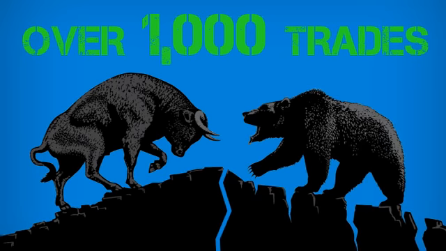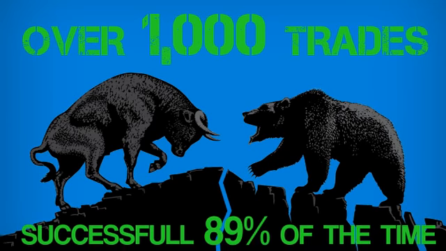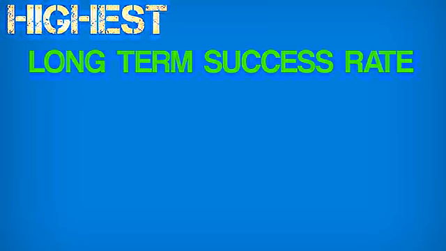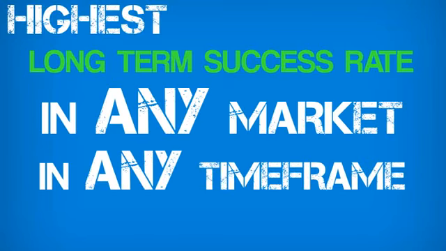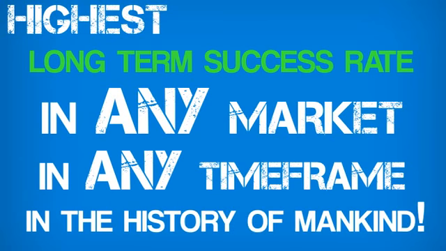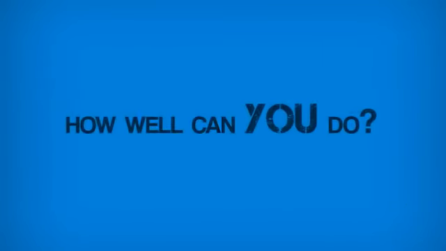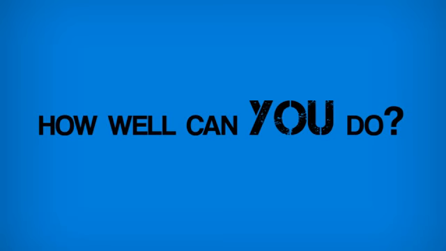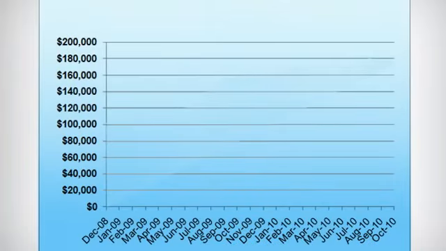Take a look at this chart, which is a record of over 1,000 trades made using indicators that focus on 4 common natural patterns in both bull and bear markets. On average, these patterns led traders to make successful trades about 89% of the time. That is the highest long-term success rate produced by any type of indicator in any market in any time frame in the history of mankind. But what about you? How well can you do with the Elemental Trader pattern recognition software? Well, let's see what one of our expert traders, Derek Fry, has enjoyed lately.